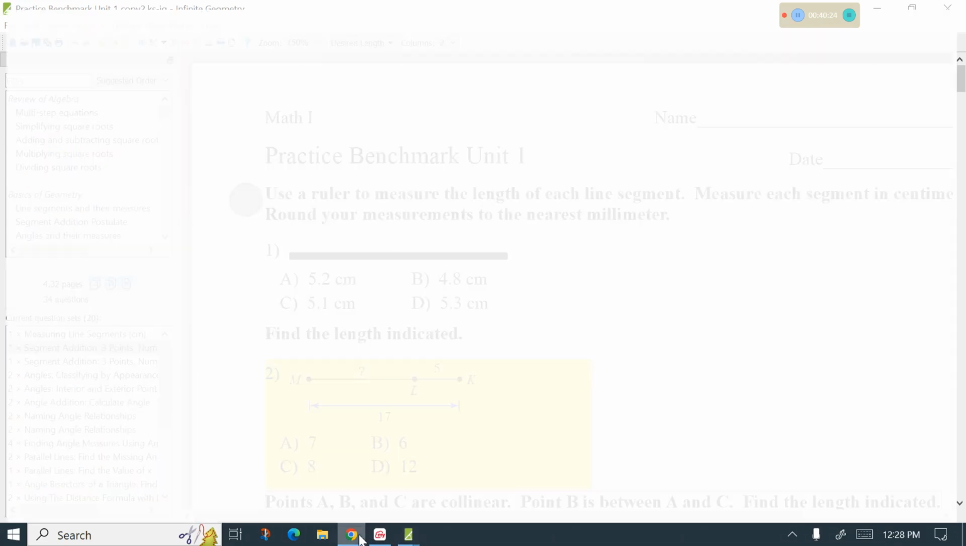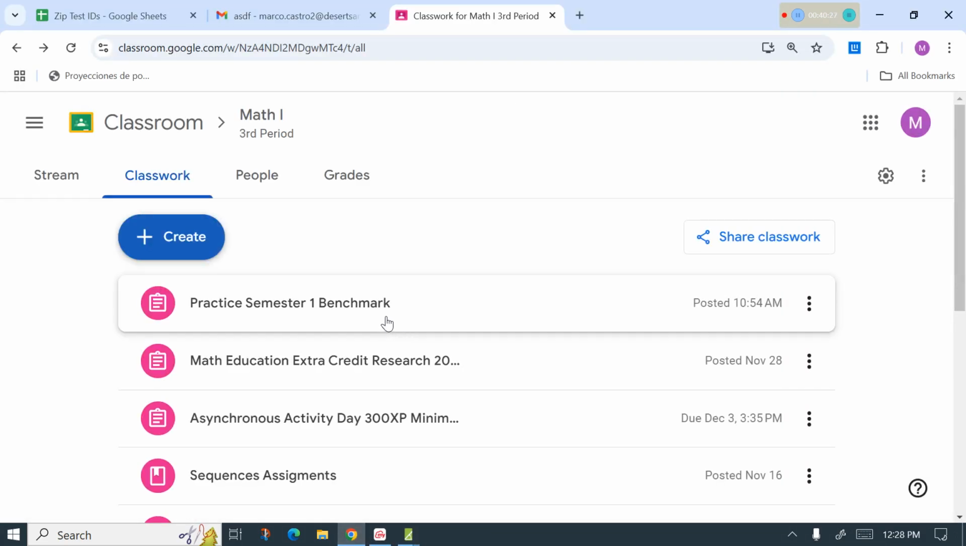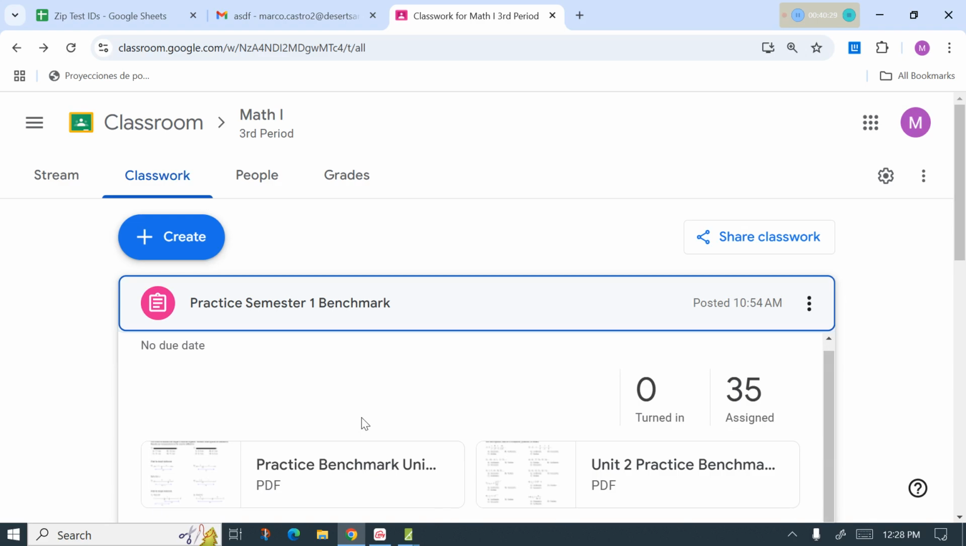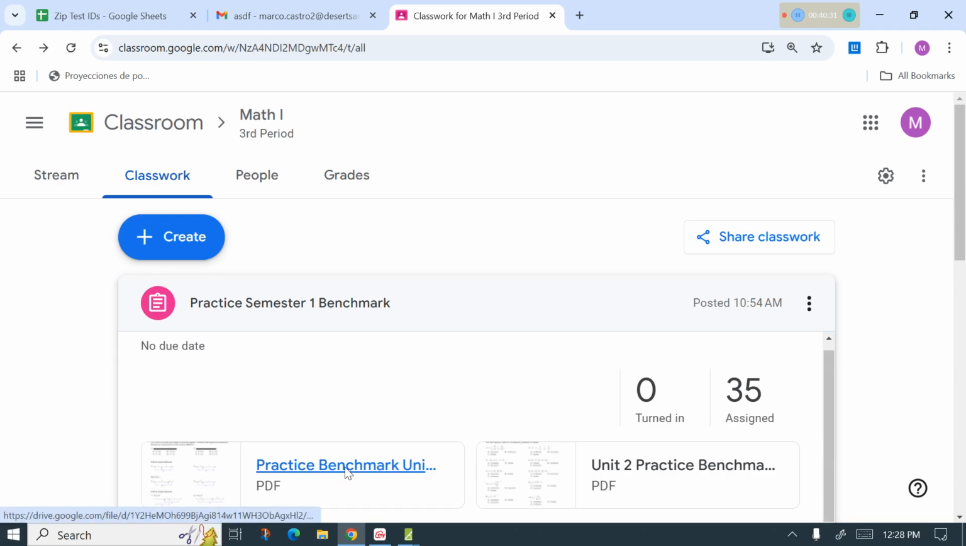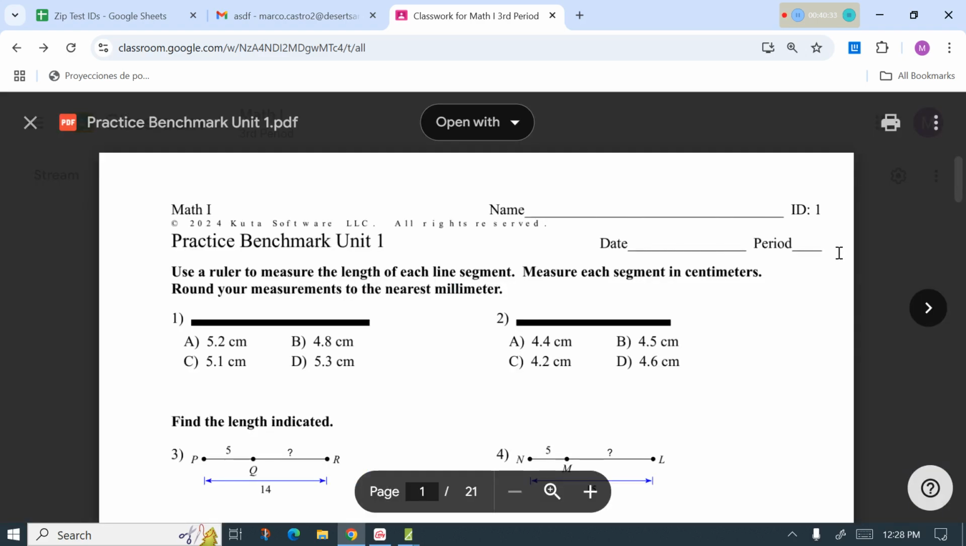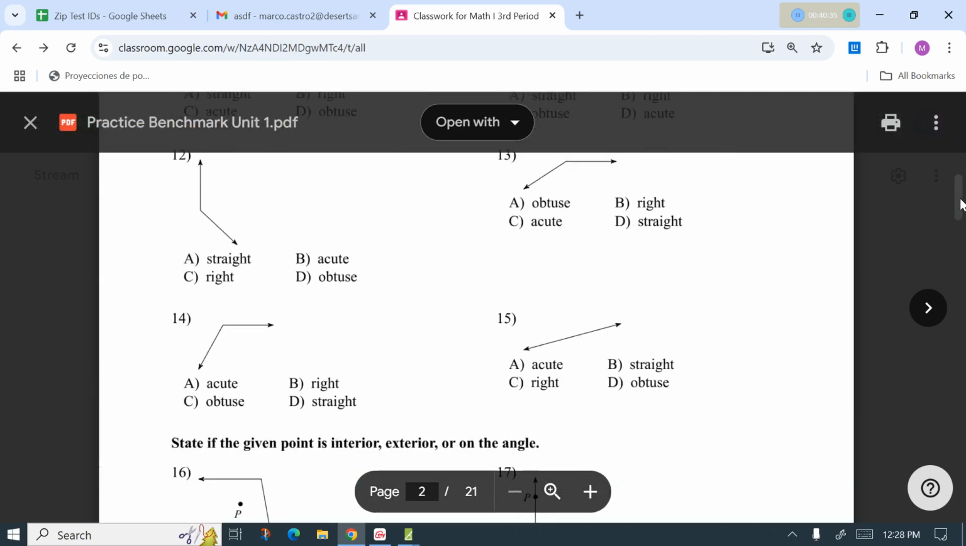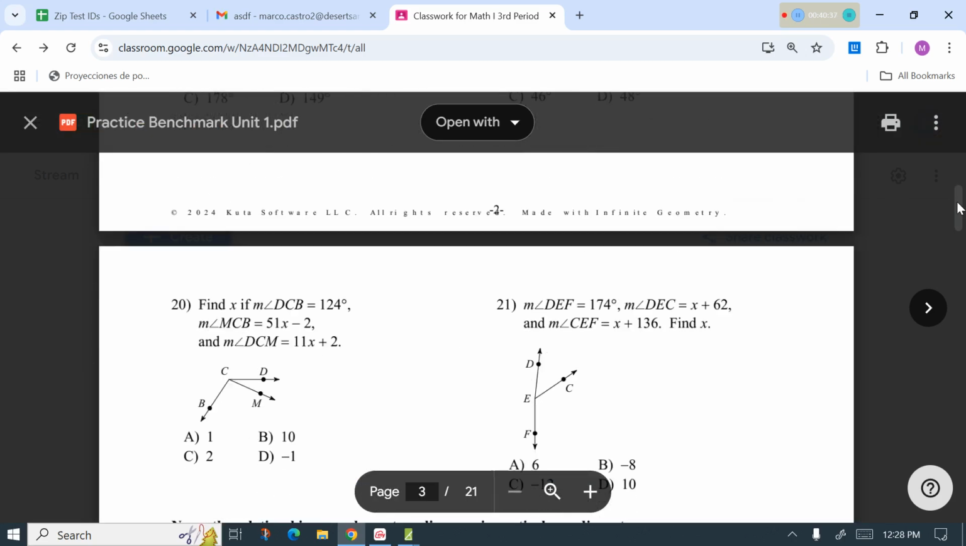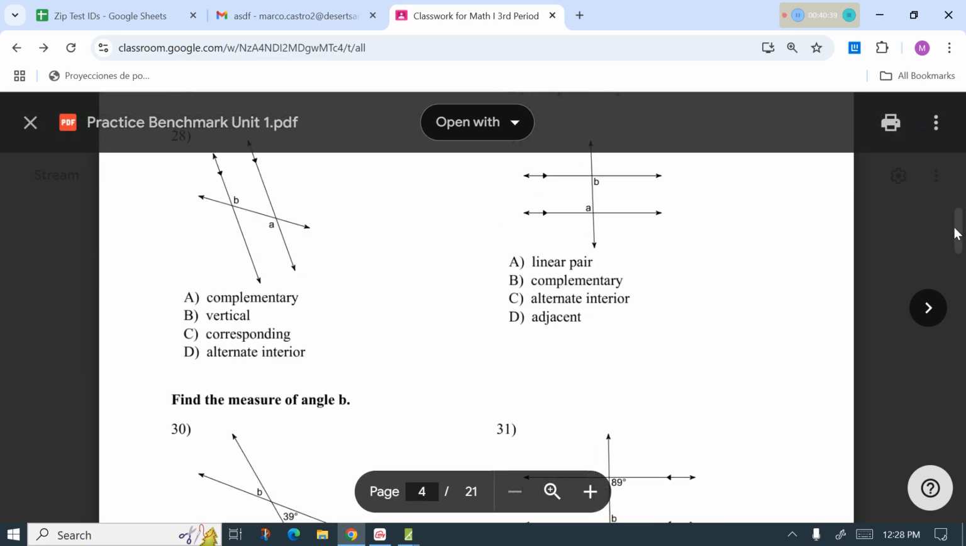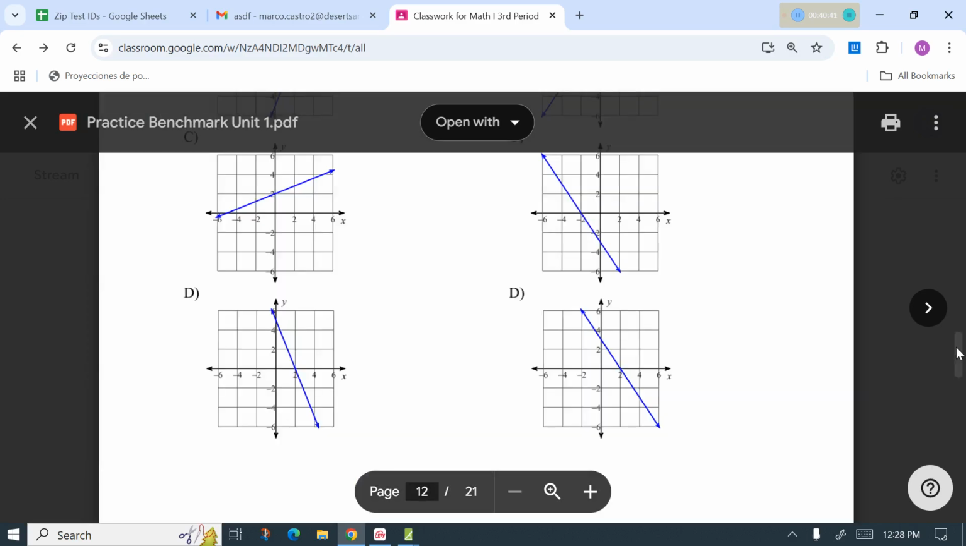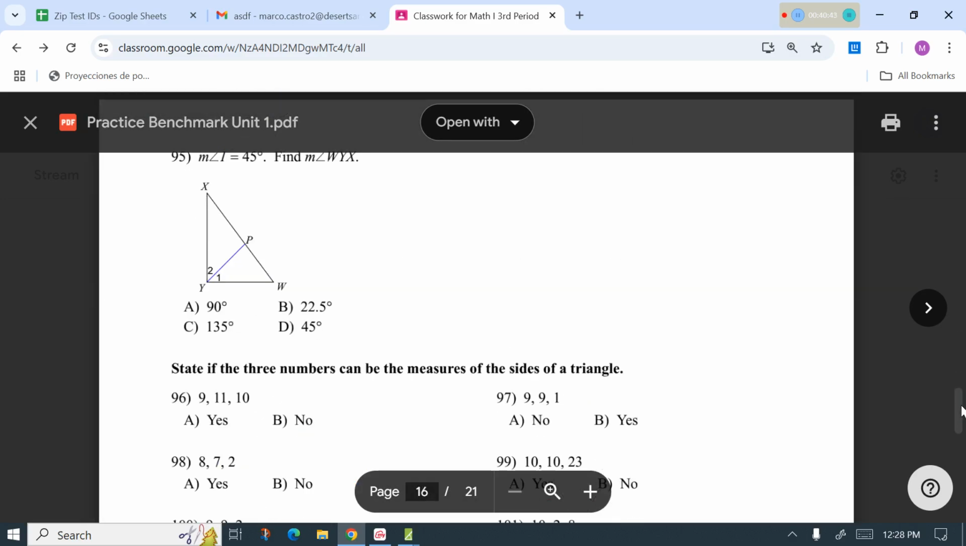Again, I'm going to point out on Google Classroom, if you take a look here, the Practice Semester 1 benchmark, I gave you guys a bigger version with way more examples. It's all digital though, so I didn't print this one out. But if you want to study any one topic, you could look at it a little more and get more examples, and all the answers are there too. So take a look at this.